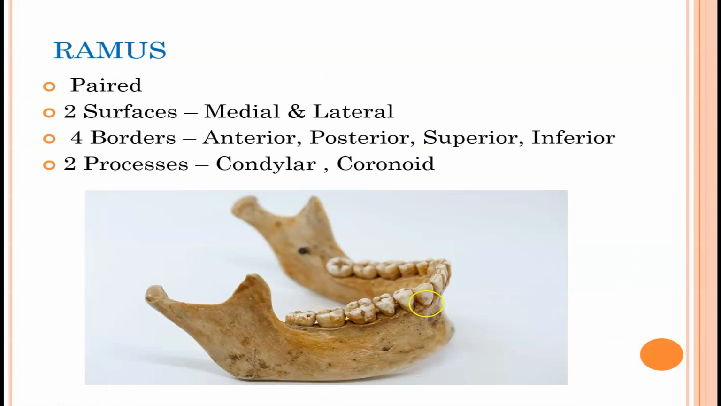The ramus is paired and it has two surfaces. Since it is a paired one, the surfaces will be the medial surface and lateral surface.